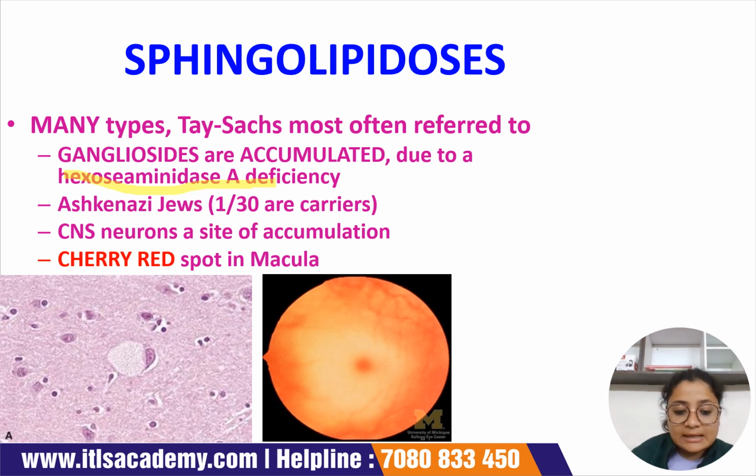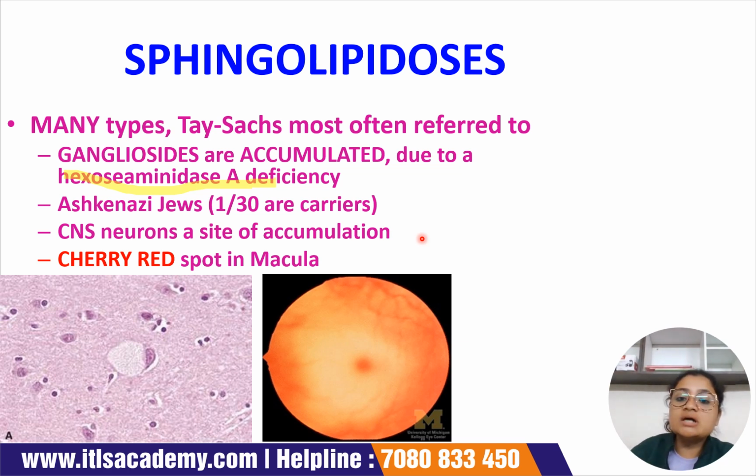Okay, and it is particularly seen in Ashkenazi Jews. About 1/30th of them are carriers. Carriers means they are just harboring the disease, but they are not showcasing any type of symptom. We cannot say that they are actually suffering from the disease because they are asymptomatic carriers.